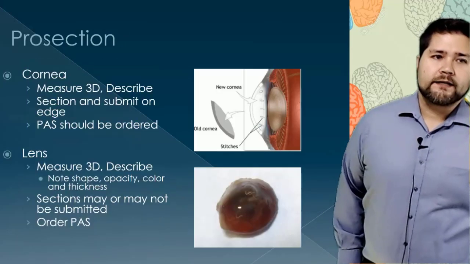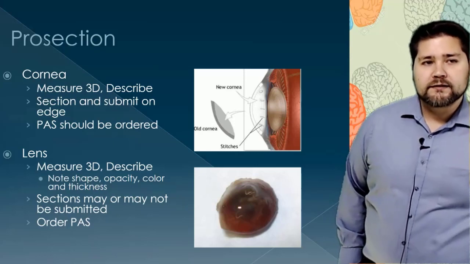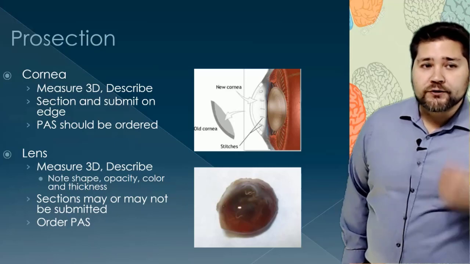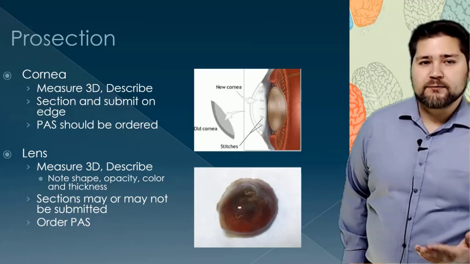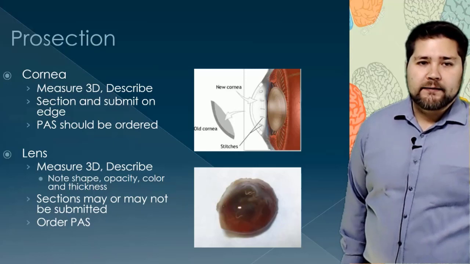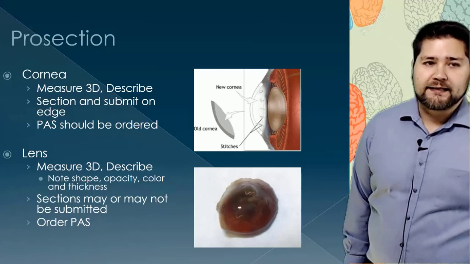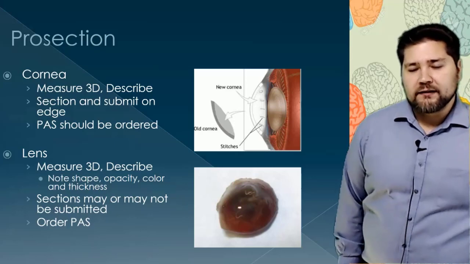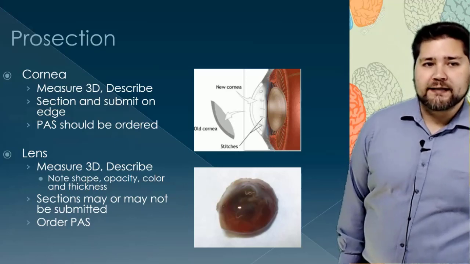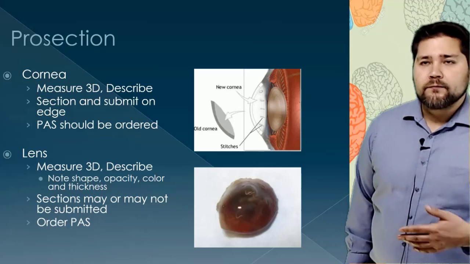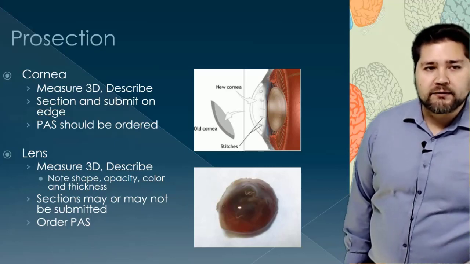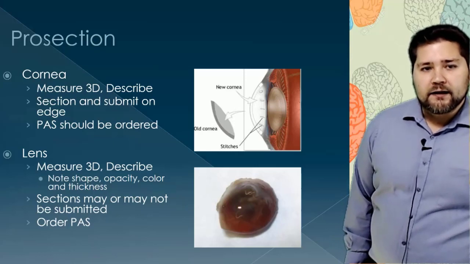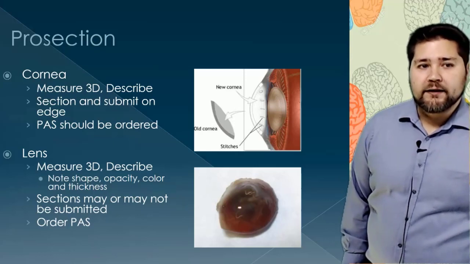So next we'll look at cornea and lens prosections, and these also are relatively straightforward. If you get a cornea for corneal transplants, you're just going to measure the specimen in 3D, describe it. You can serially section or usually just bisect it and submit it on edge. And usually these specimens, and a lot of these ocular specimens, you're actually going to order PAS stains on. Now that's also helpful for identifying things like fungal infections, but it really helps highlight some of the histological features of the eye and some of the histological anatomy there.